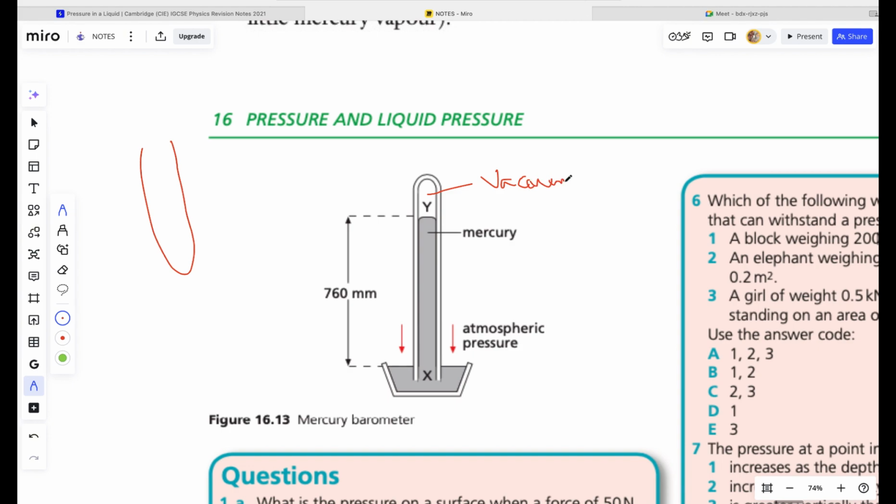Okay? This is a vacuum. Now, this liquid we pour in this trough. You can call this one a trough or a basin, it's up to you, whatever you want to call it. You pour mercury in this trough. You didn't pour anything inside here. Okay, don't be mistaken. Only this basin you pour mercury.